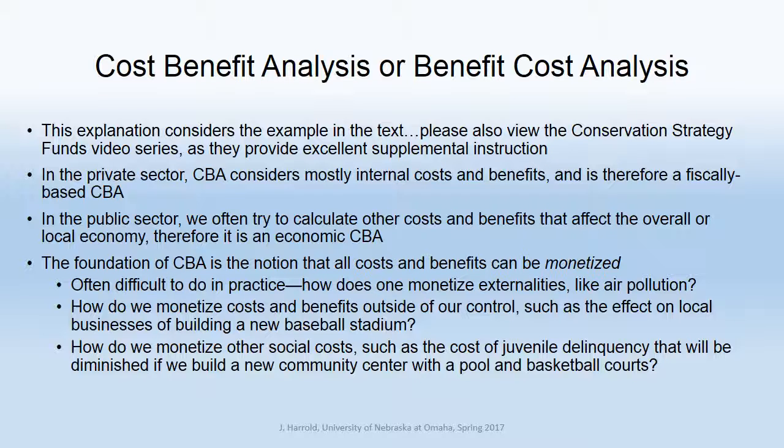And then how do we monetize other social costs? For example, the cost of juvenile delinquency that will be diminished if we build a new community center with a pool and basketball court. So we say that when we build the community center, it's going to be partially paid for because it will reduce juvenile crime in the city. Well, that's good, but how do we monetize that? So that's kind of the difficulty of doing a cost benefit analysis, because it relies on your ability to actually come up with dollar figures for most of your costs and benefits.